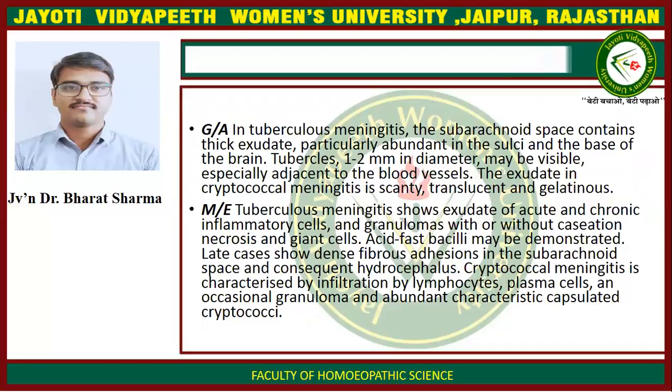Gross appearance in tuberculous meningitis: the subarachnoid space contains thick exudate, particularly abundant in the sulci and the base of the brain. Tubercles 1 to 2 millimeter in diameter may be visible, especially adjacent to the blood vessels. The exudate in cryptococcal meningitis is scanty, translucent, and gelatinous. Microscopic examination of tuberculous meningitis shows exudate of acute and chronic inflammatory cells and granulomas with or without caseating necrosis and giant cells. Acid-fast bacilli may be demonstrated. Late cases show dense fibrous adhesions in the subarachnoid space and consequent hydrocephalus. Cryptococcal meningitis is characterized by infiltration by lymphocytes, plasma cells and occasional granulomas, and abundant characteristic capsulated cryptococci.